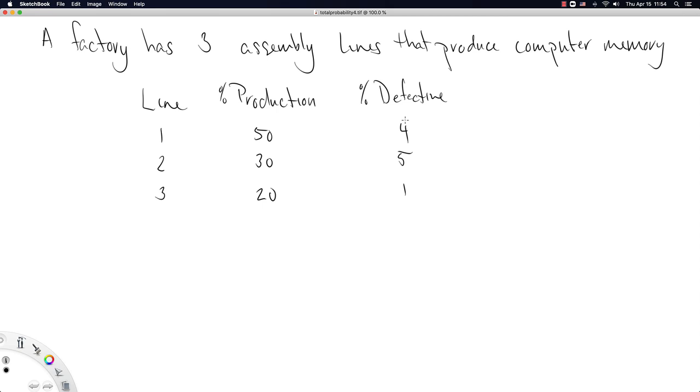Some proportion of the produced memory chips are defective. So we will just claim that 4% of the chips from line 1 are defective. Or trying to phrase these more closely to how we will write these symbols, we would say the probability that it's defective, given that it came from line 2, is 5%. The probability that a specific chip is defective, given that it came from line 3, is 1%. So if we're interested in the probability that we get a defective part from this factory, we don't really care what line it came from. We just want to know whether or not the chip we have is defective.